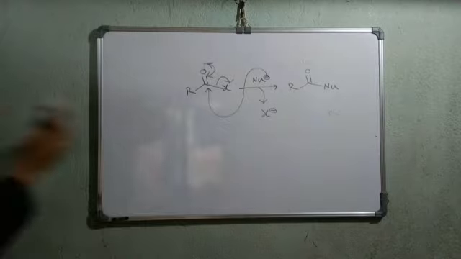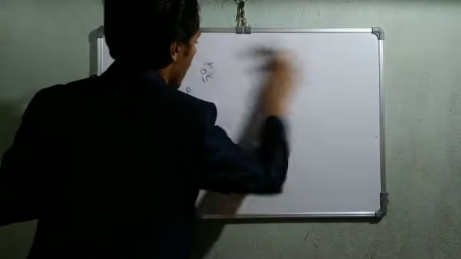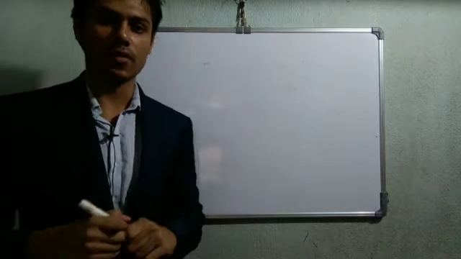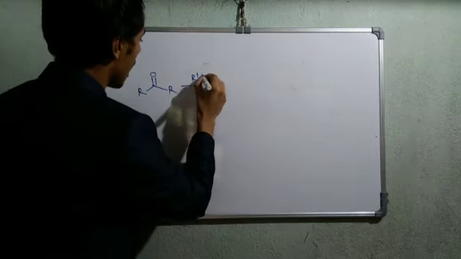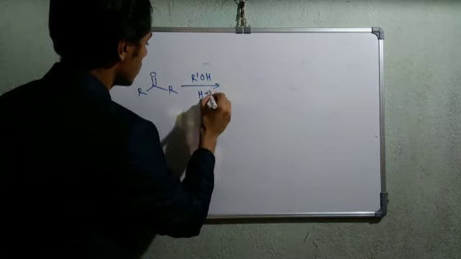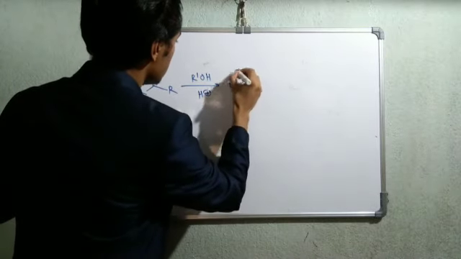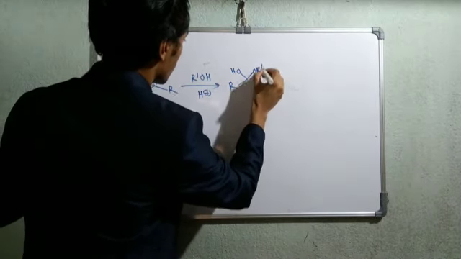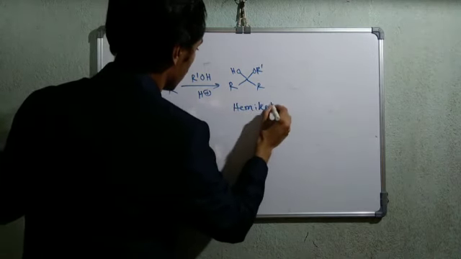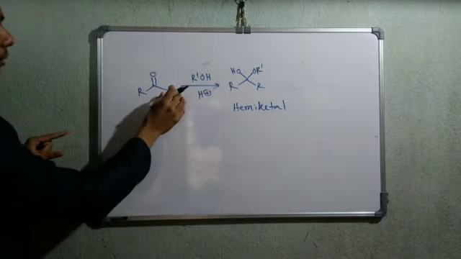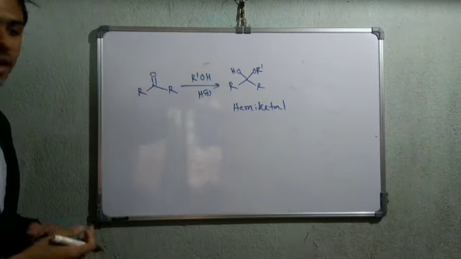Now let us revisit one reaction which we partially discussed in the last video. What is that reaction? That reaction is basically the hemiacetal or hemiketal formation. We have seen that when you have ketones and you treat them with alcohol in the presence of acid, we get this species, right? And this is called a hemiketal. When we have a hydrogen in place of R, it is called a hemiacetal.